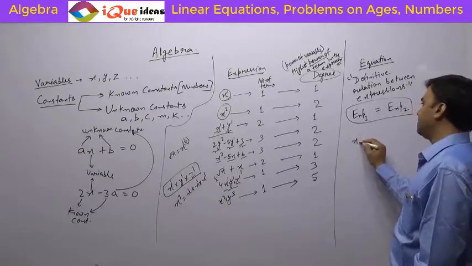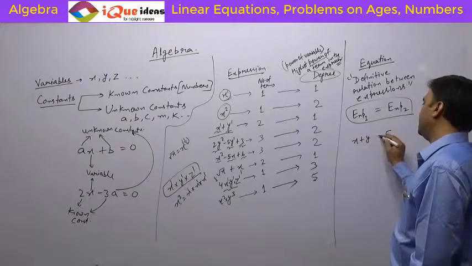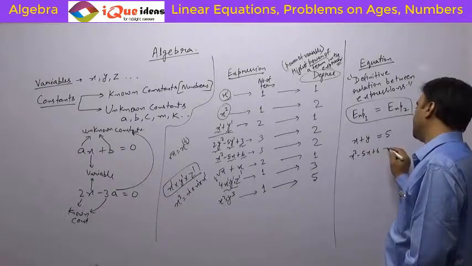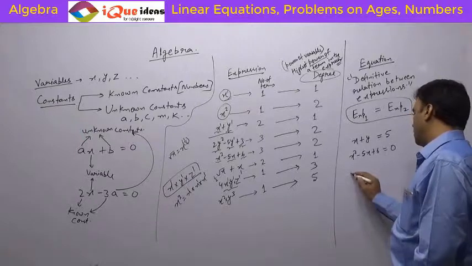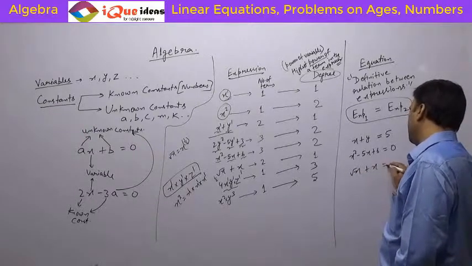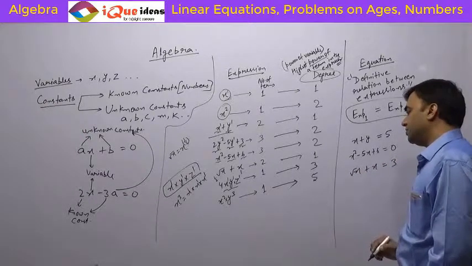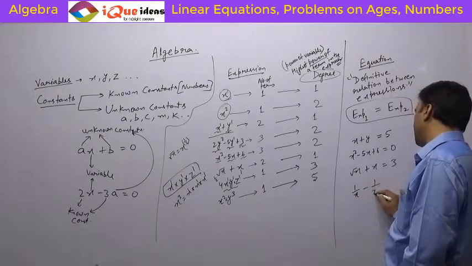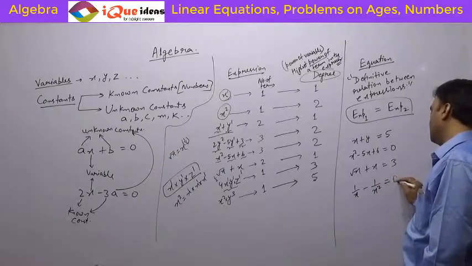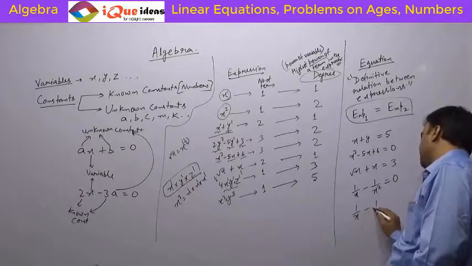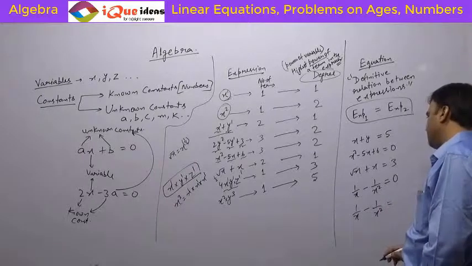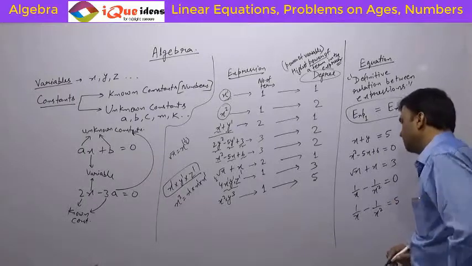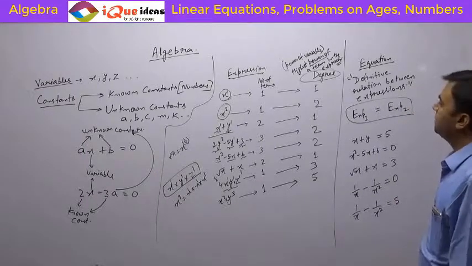Let's say for example, x plus y is equal to 5. This is an equation. X square minus 5x plus 6, this is equal to 0. Root x plus x equal to 3, this is an equation. Right? We have 1 by x minus 1 by x square, this is equal to 0. 1 by x minus 1 by x square, this is equal to 5. So these are different equations.